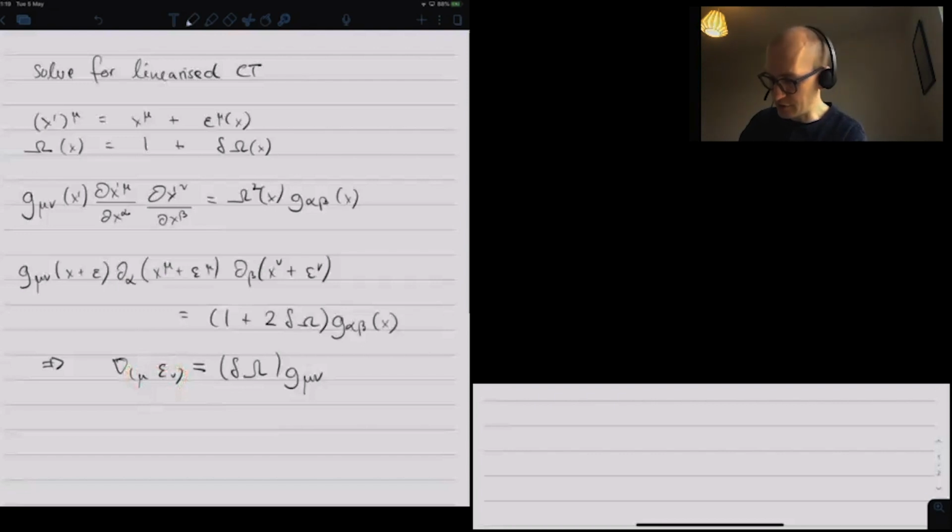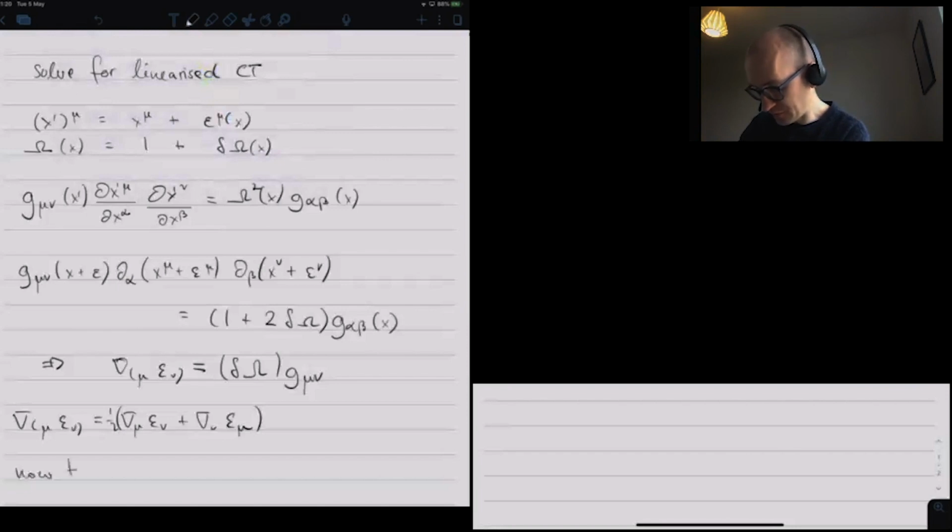But maybe I should say that, by the way, d mu epsilon nu, this notation is just one half of d mu epsilon nu plus d nu epsilon mu. I have put a factor of 1/2 there. So this is the symmetrized derivative, that notation. And obviously, if I used angle brackets, it would be the anti-symmetrized one. But I haven't put a box around this equation because what I'm going to do is take a trace now.